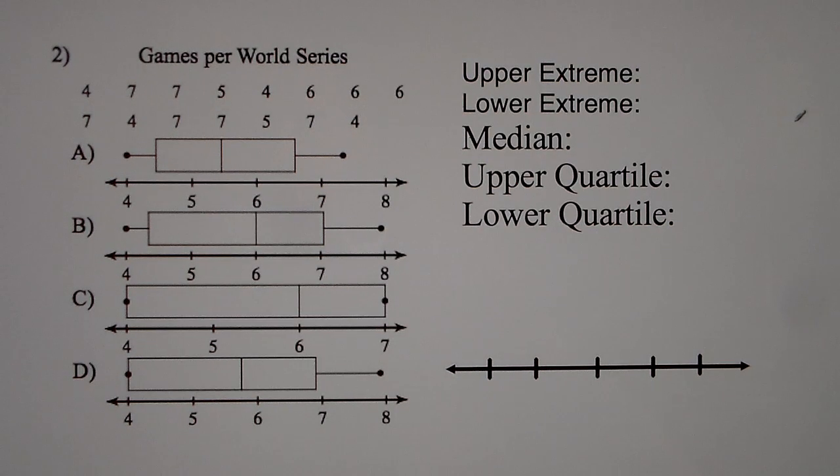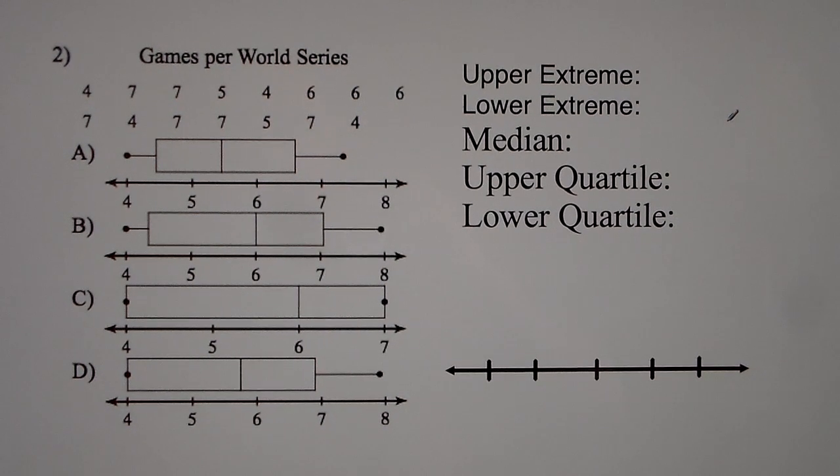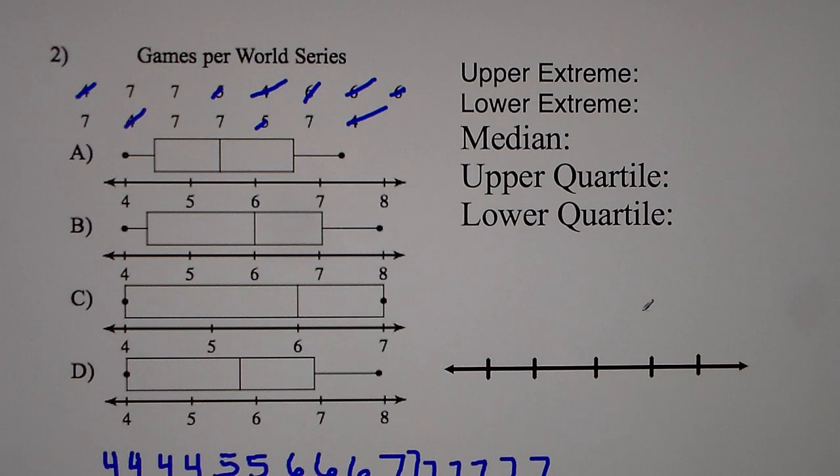So look at number 2 here. So games per World Series. What I'm going to do first, I'm going to hit the pause button and I'm going to find us the median. I'm going to list them from least to greatest. And why don't you guys try that too on your own. Alrighty, I have my data here on the bottom. I have 4 4s, 2 5s, 3 6s, and 6 7s.